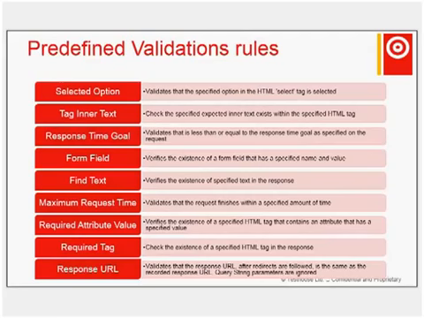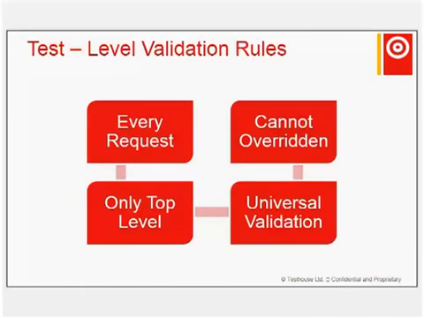Okay, I'll move along. Test level validation rules essentially apply to every single request at the top level of every web performance test. You can also call them universal validation rules. One thing about them: unless they've been written in such a way that they can be overridden, they generally can't. So if you put a validation rule in, you can't generally override it.